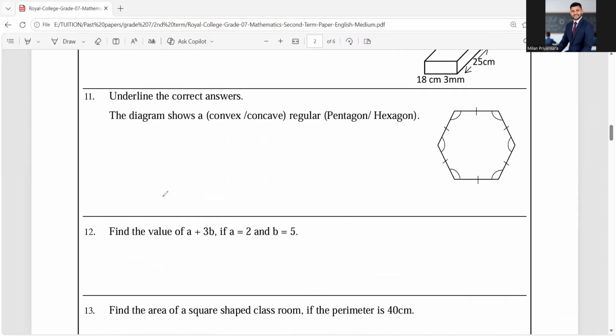Okay, let's go to question number 12. Find the value of a plus 3b if a equals 2 and b equals 5, right? A plus 3b, where a is 2, b is 5. 3 into 5. Simple, right? 2 plus 3 into 5, which is 15. Then 2 plus 15 is 17. Right? Let's go.